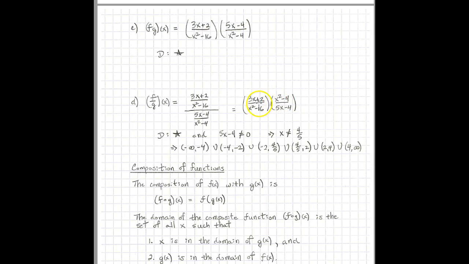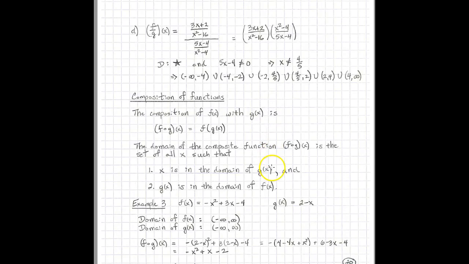In addition, this denominator, f of 5x minus 4 over x squared minus 4, can't be 0 either. That means the 5x minus 4 can't be 0, which means that when I solve for x, x can't be 4/5, right? X cannot be 4/5. So now when I do the intersection, I also have to include that we can't include 4/5. So it gets kind of long, but that's my interval notation.